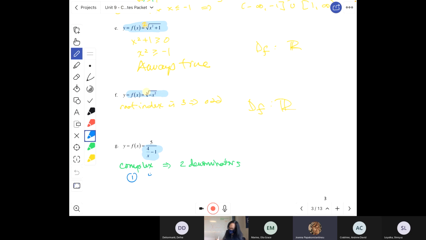So if I investigate 4 over x minus 1, I want to set the denominator equal to 0, so I get x minus 1 equals 0. What does x equal? So I know immediately in my domain restrictions, x is a real number, but x cannot equal 1. But is there anything else I have to worry about?